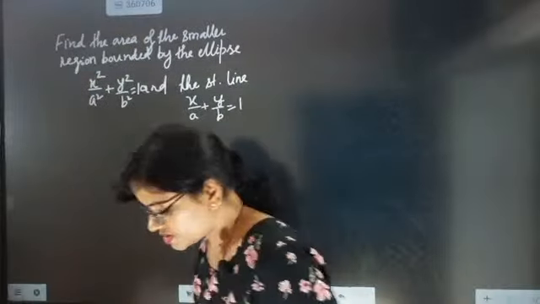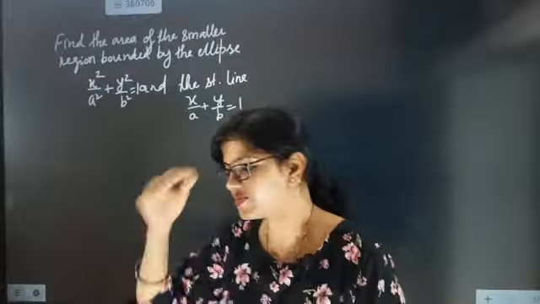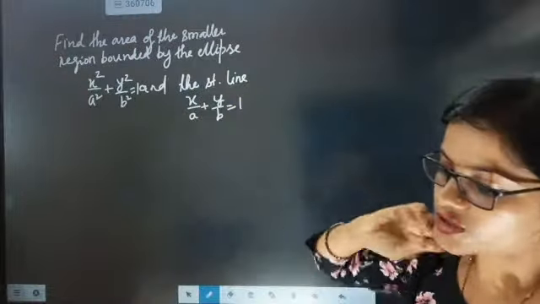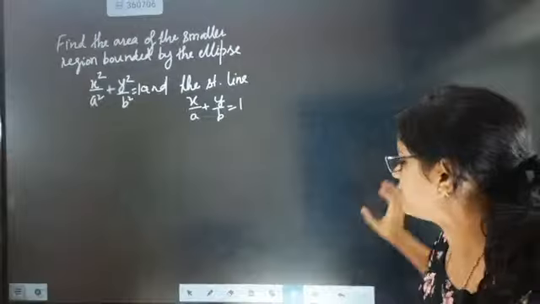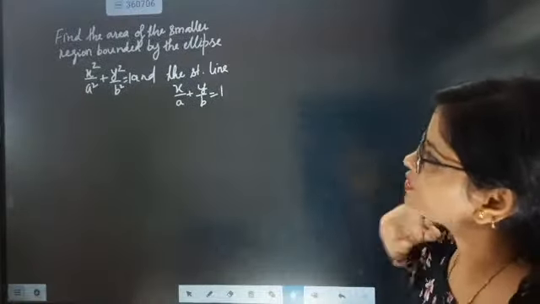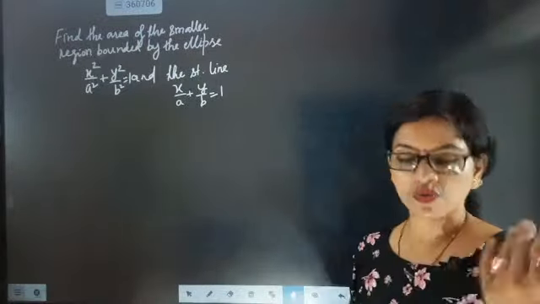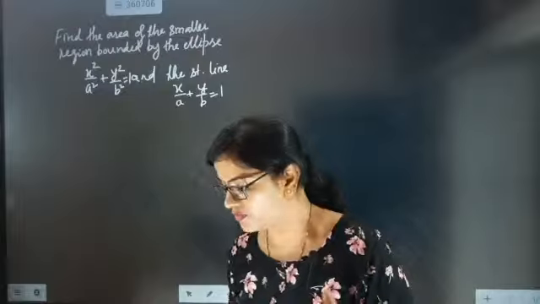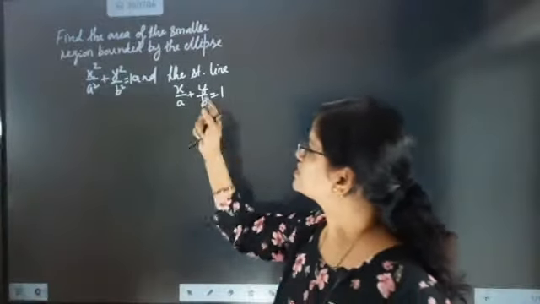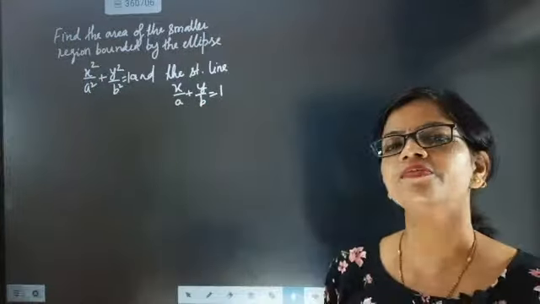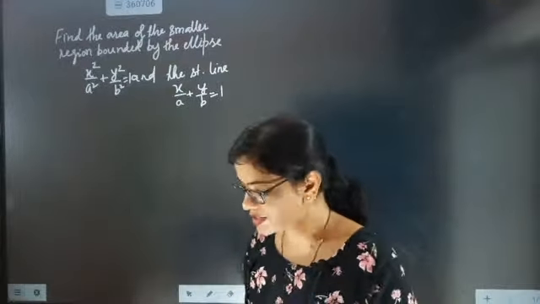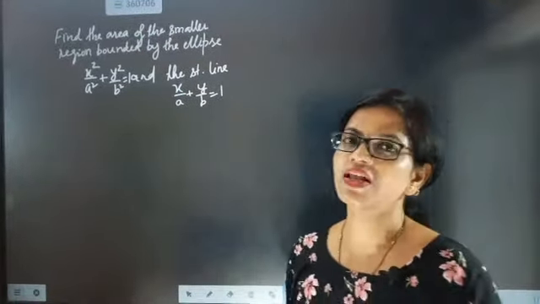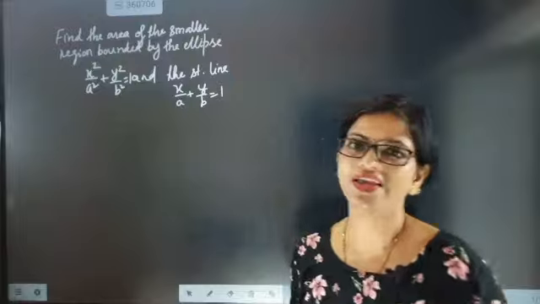So this equation is exactly there. The straight line is there and the ellipse part is there. So find the area of the smaller region bounded by the ellipse and the straight line. Both things are given to you. Now first we are going to draw the ellipse. We know that x by a plus y by b equal to 1 is exactly the intercept form of a line, where the line intercepts both the x-axis and y-axis.